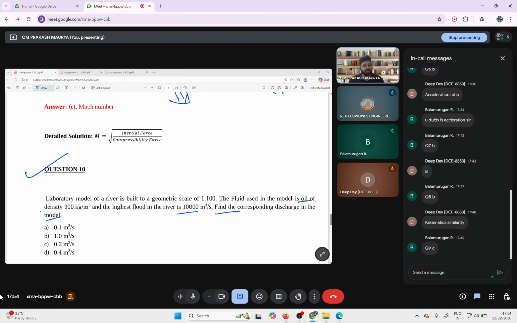For question number 10, please solve this question very precisely. This is a very, very easy question. You have 2-3 minutes, or you can take 4-5 minutes also, no issue.